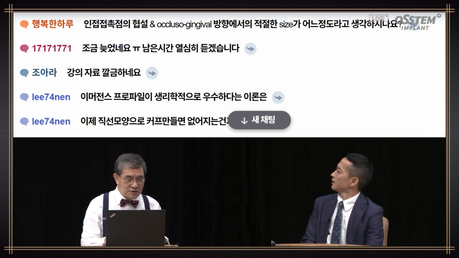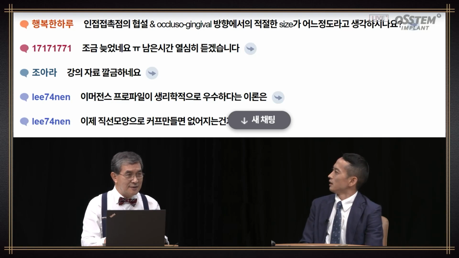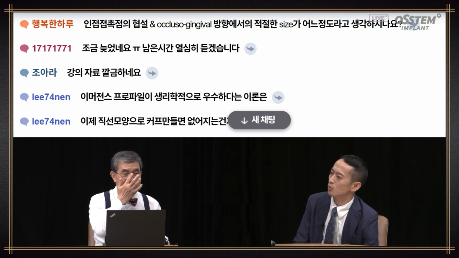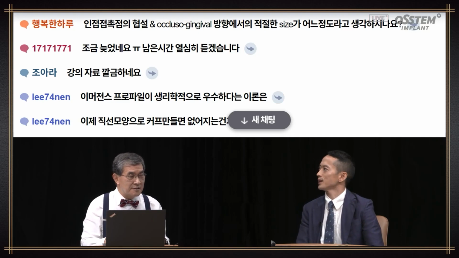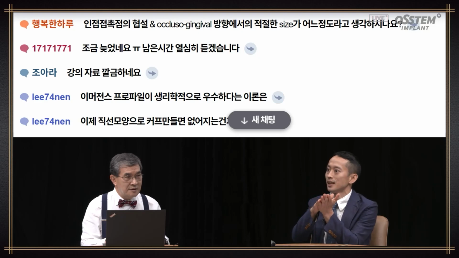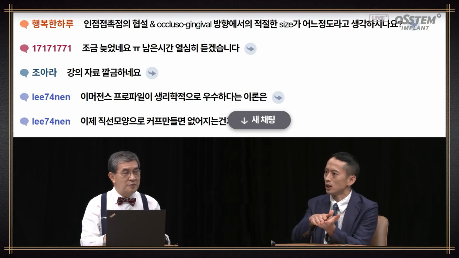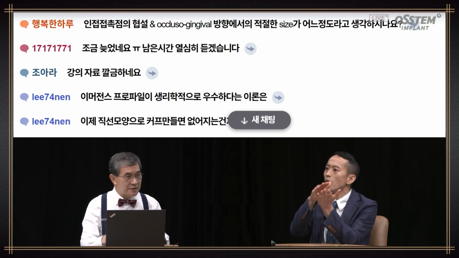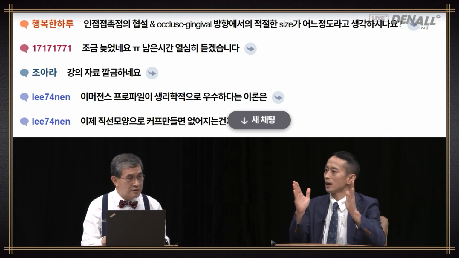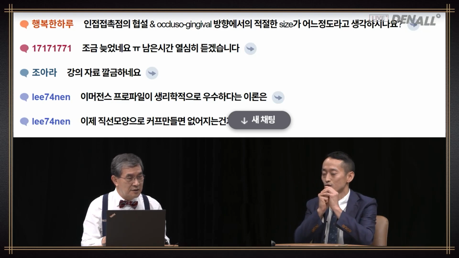Happy day. What is the appropriate size of proximal contact in terms of buccal, lingual, and occlusal gingival direction? It's defined in the textbook. It's not different with the implant prosthesis as is with natural tooth. Height, occlusal third, it's a must. Occlusal third in terms of height and buccolingually. Normally it's in the middle.